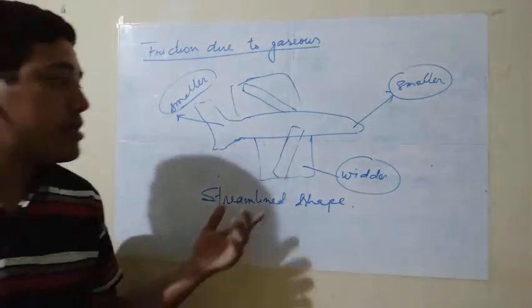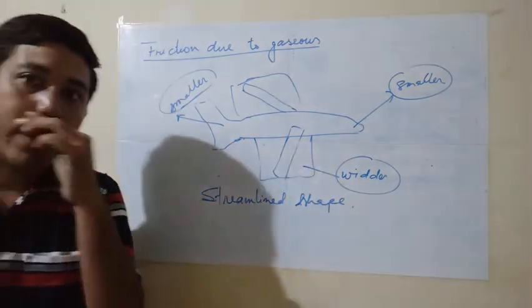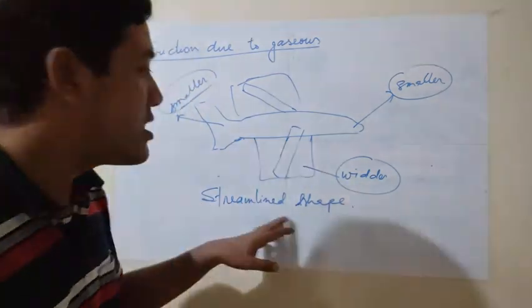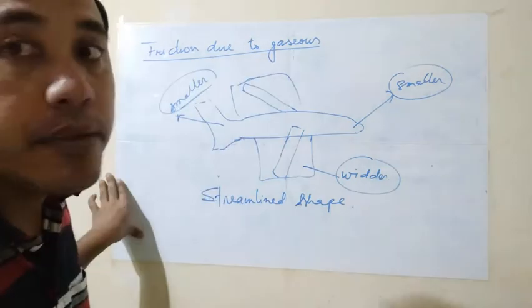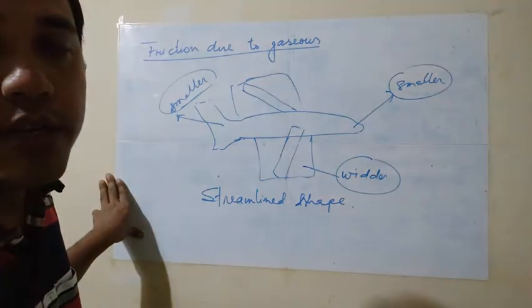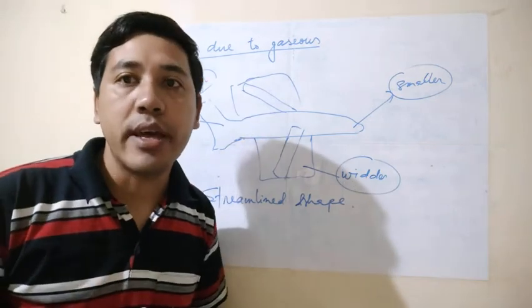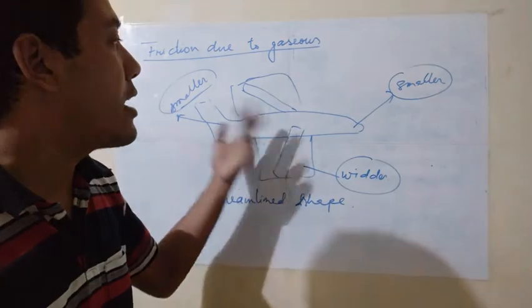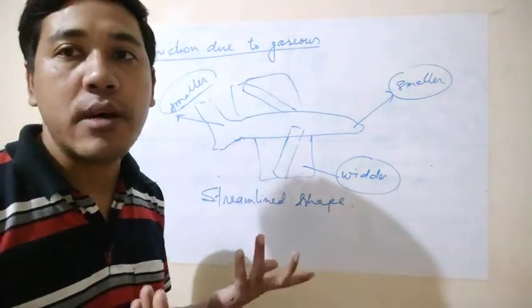Same thing as this, any object which will fly in the air should be modified into this streamlined shape. After that only will the frictional force due to the gases be reduced. Otherwise the force of friction will be more, and it will have more effect on the objects. Then many things may happen: due to the friction this aircraft may catch fire, or the parts of the aircraft will be broken.